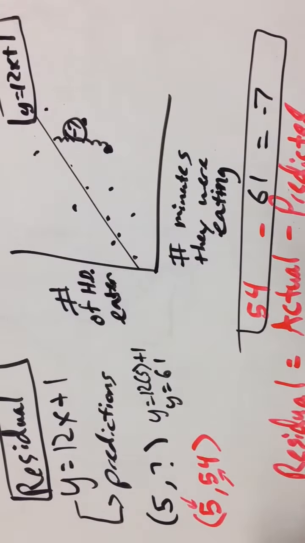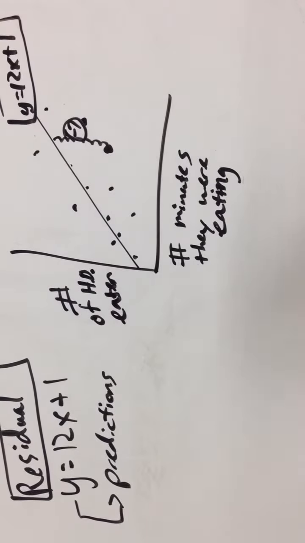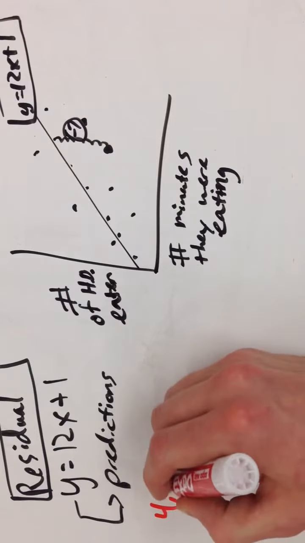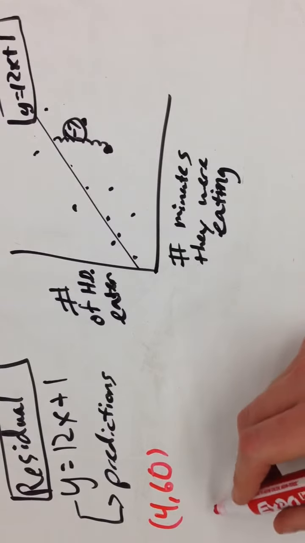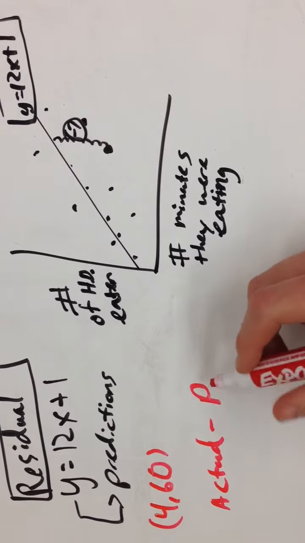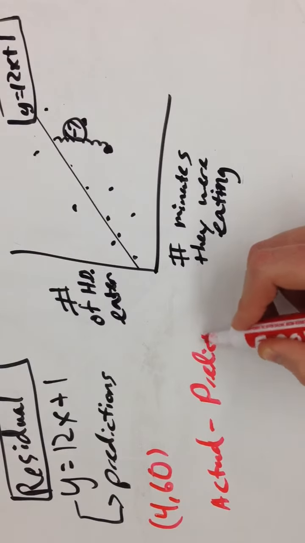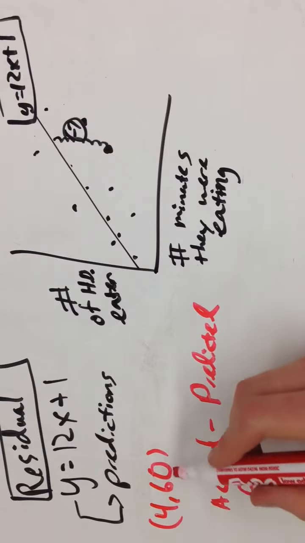Someone else can come along and they can, let's say they took 4 minutes. They took 4 minutes to eat 60 hot dogs. So already you can tell this is a more prolific eater, right? So we need the same thing. Actual minus predicted. Actually ate 60. What would we predict?